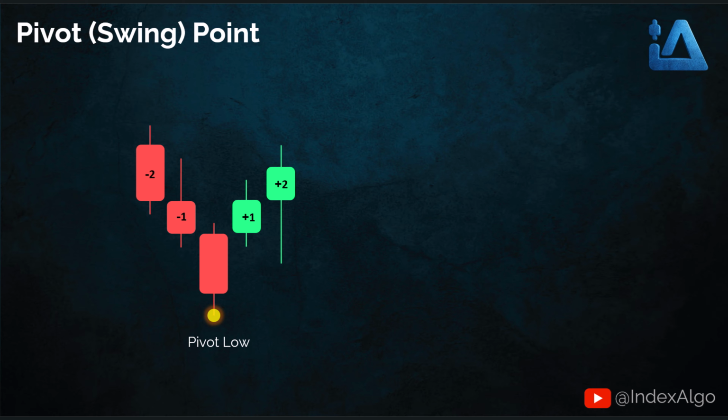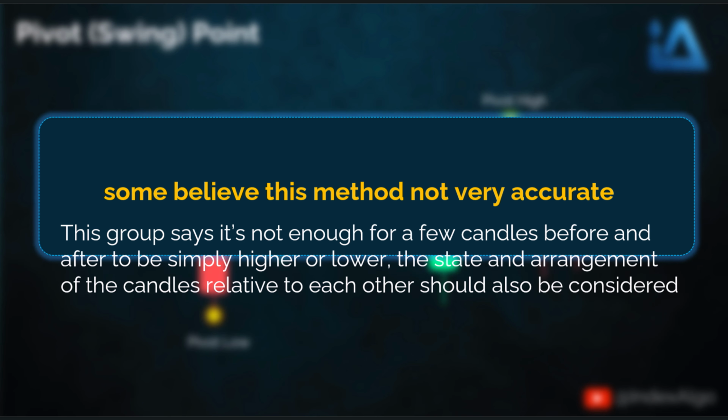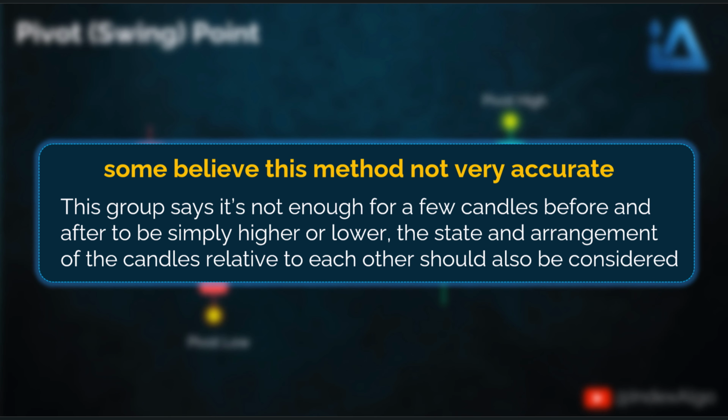In the same way, a pivot high is a point where the two candles before it and the two candles after it are lower than it, and that point basically shows a high or a peak in price. For example, here the two candles before the middle candle and the two candles after it are lower than it. So based on this definition, this could also be considered a pivot high. But some people believe this method isn't all that accurate for identifying pivot points.